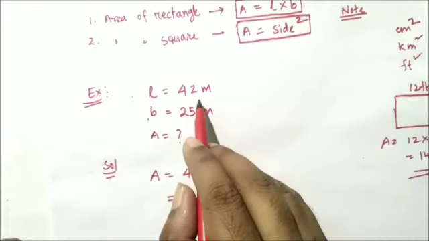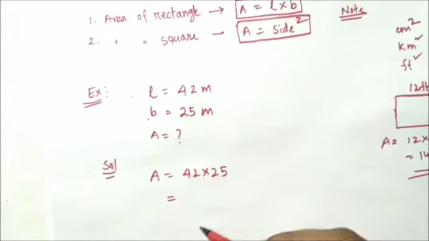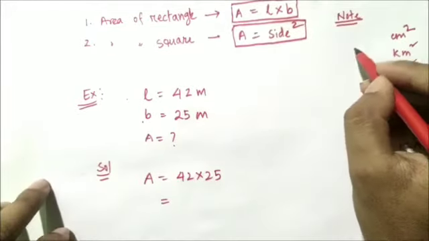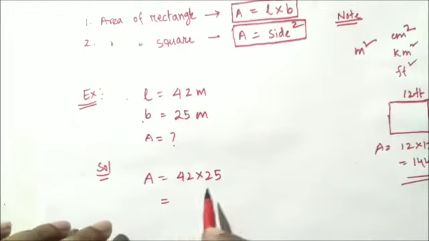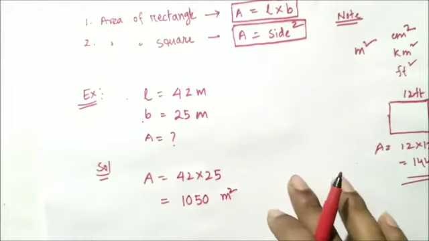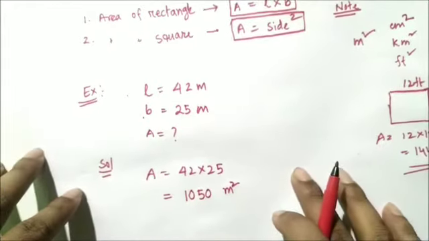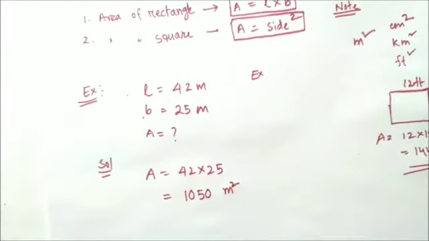And you see the unit used here is meter, so the unit of the area will definitely be square meter. If you multiply 42 and 25, the answer is 1050 square meter. Just a game of multiplication, that's it. Clear? Now let us see another example.